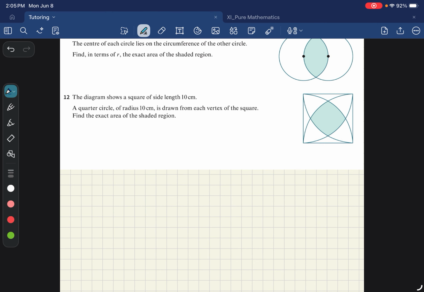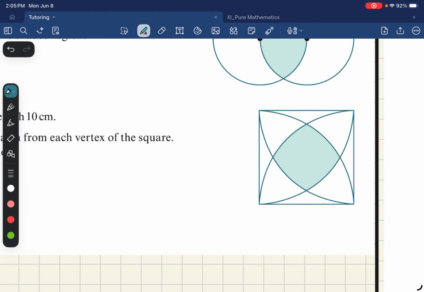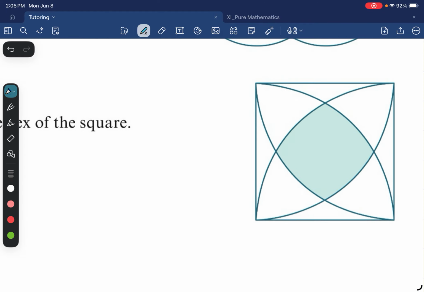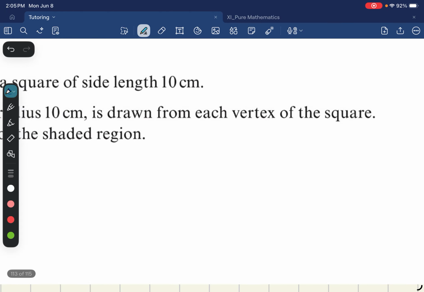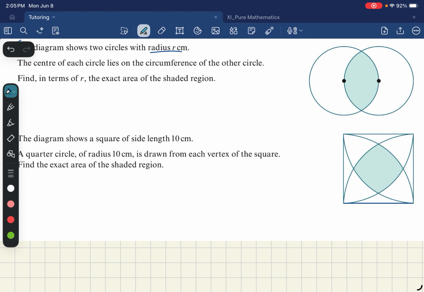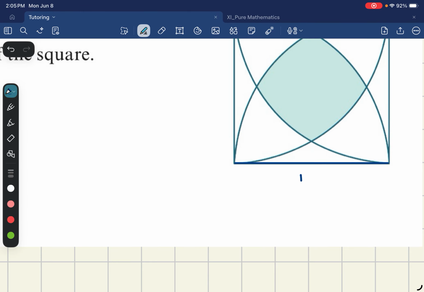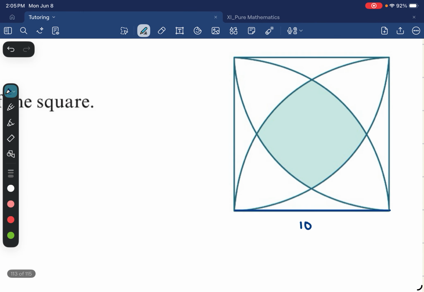Question 12. Question 12 is not easy at all, but I hope the explanation will make sense. So here is how we are going to approach question 12. If you think about it, this is given to be a square of side length 10 centimeters and a quarter circle of radius 10 centimeters, right? So this is 10. And this also lies on the circle.